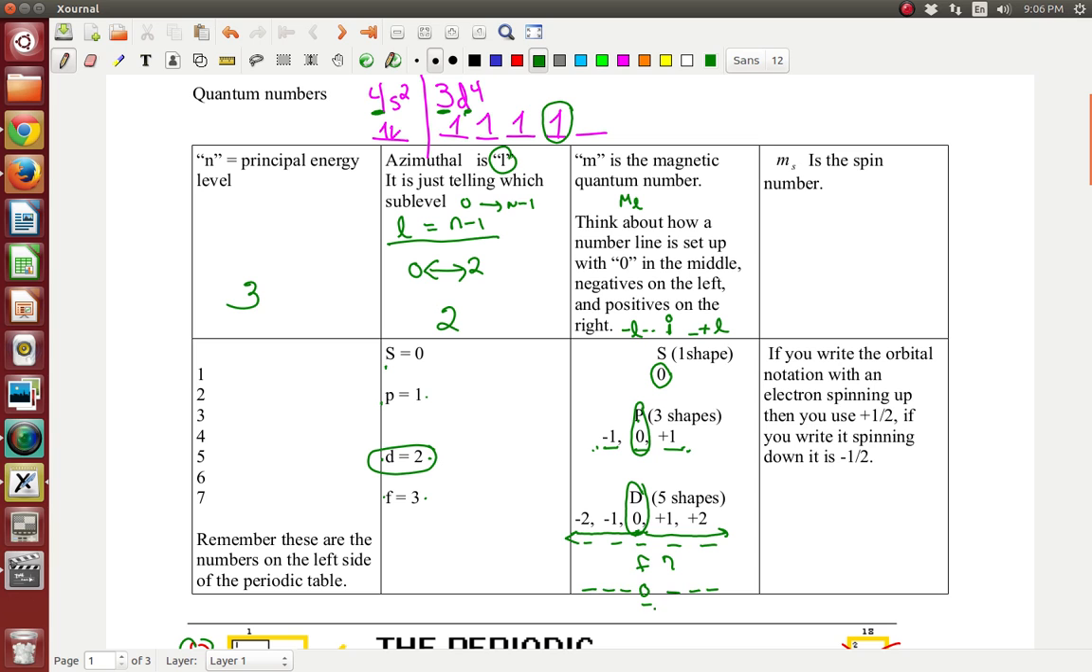7 positions, just like that. So that would be -3, -2, -1, 0, +1, +2, +3. Okay, so what about ours? Ours is in the D position. Okay, so D, and then I have to figure out which one is it? Which one is it in?